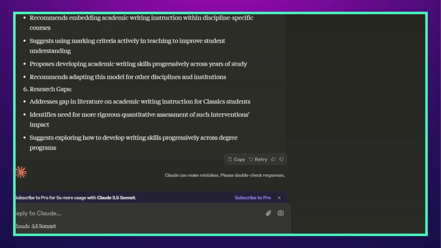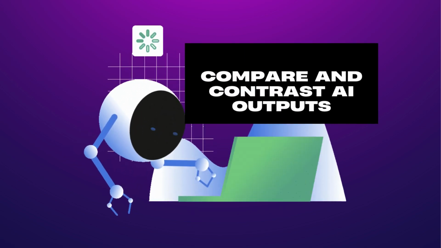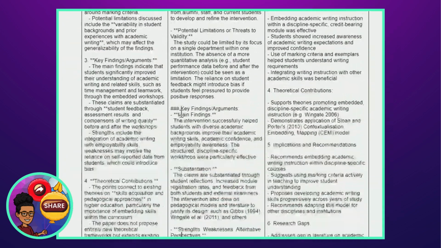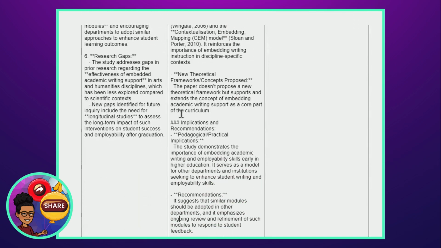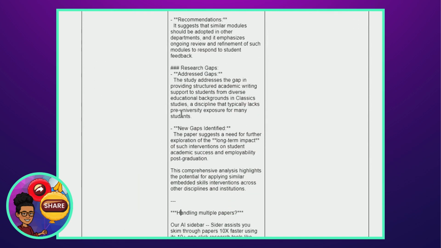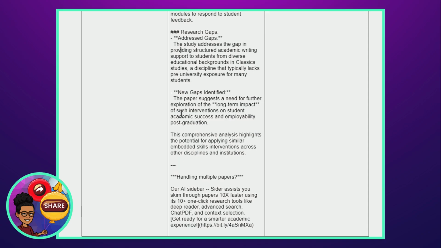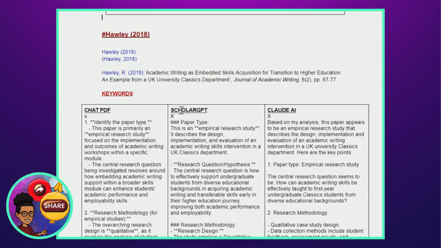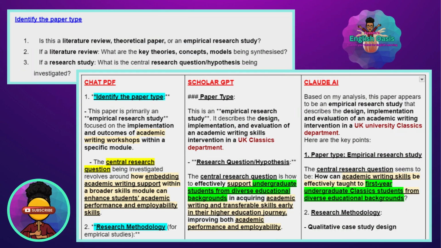Now, let's take a look at the notes from ChatPDF, Scholar GPT, and Claude AI. Here's where you can see the power of using multiple tools. While they all answer the questions, ChatPDF isn't as specific as Scholar GPT and Claude AI. For example, look at how the first set of questions are answered. The questions come under the heading, Identify the paper type. Question number 1, is this a literature review, theoretical paper, or an empirical research study?